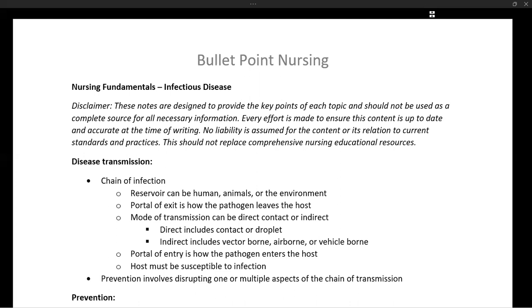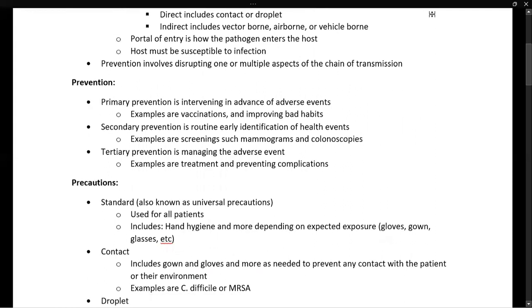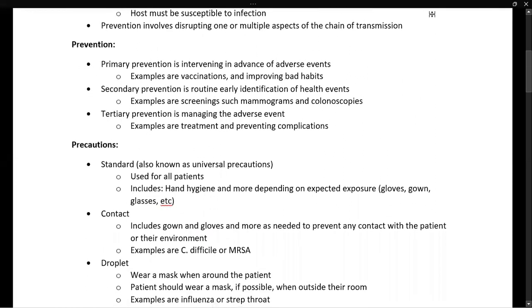In addressing disease transmission, it is our role as healthcare providers and public health in general to try to break down this chain of infection and put up as many obstacles as possible for a pathogen to complete all of these steps. Next, we have a few different levels of prevention, and let's talk about each of them.